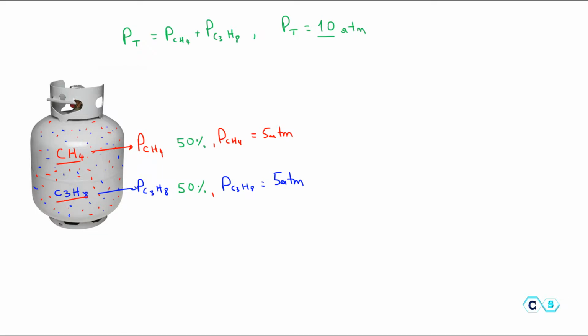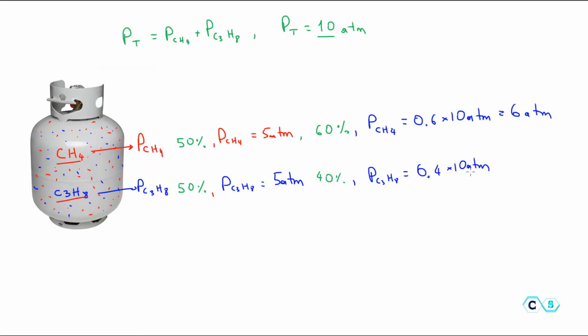Now, what if the mixture has, let's say, 60% of CH4 and 40% of propane? How do we find the partial pressures here? We find that the partial pressure of CH4 is equal to 60% of 10 atm. How do we find it? Multiply 0.6 times 10 atmospheres and we have 6 atmospheres, and we do the same for propane. We write down that the partial pressure of propane is equal to 0.4 multiplied by 10 atm, and so we have 4 atmospheres.